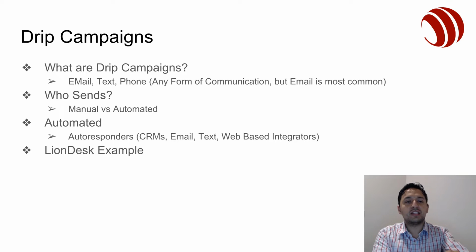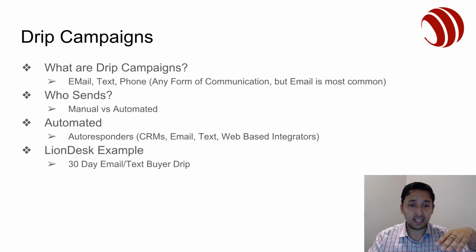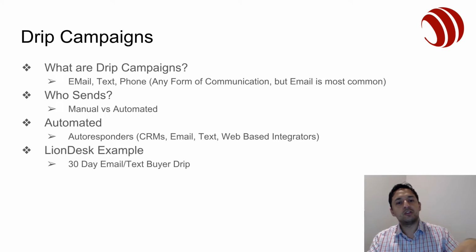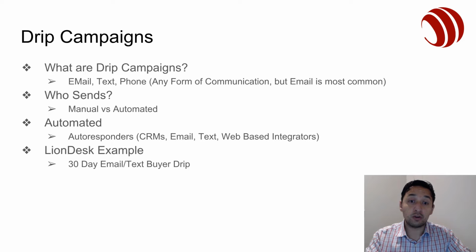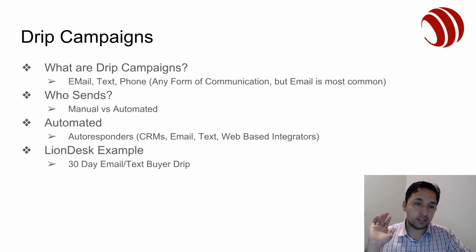And for the sake of our example today, we're going to use LionDesk, and I have a 30-day email drip buyer campaign that you're going to find right in the description below. What you're about to see when it comes to a 30-day email text buyer drip, you do have access to in the description below. And we're going to do the example on LionDesk.